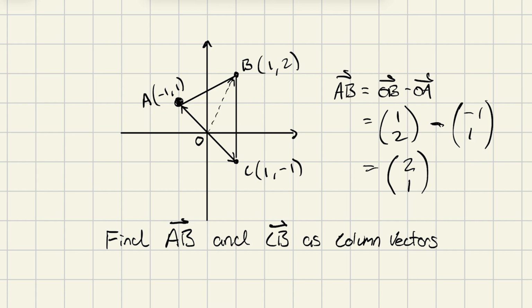Now for CB, you can tell it just goes directly up. There is no x component. So we're expecting a 0 in the first number, but you can see it goes up 3 boxes. So the answer should be 0, 3, just because I've drawn the diagram to scale, but you're not always going to get the diagram to scale.